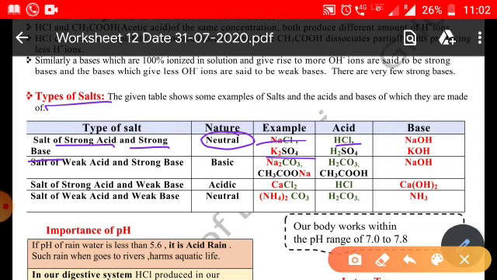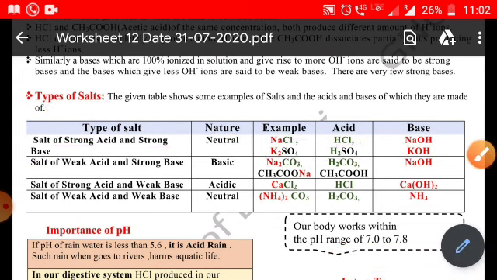When HCl combines with NaOH, it forms NaCl. When H2SO4, sulfuric acid, combines with potassium hydroxide, it forms potassium sulfate. Both of them are neutral because HCl and H2SO4 are strong acids, whereas NaOH and KOH, sodium hydroxide and potassium hydroxide, are both strong bases.